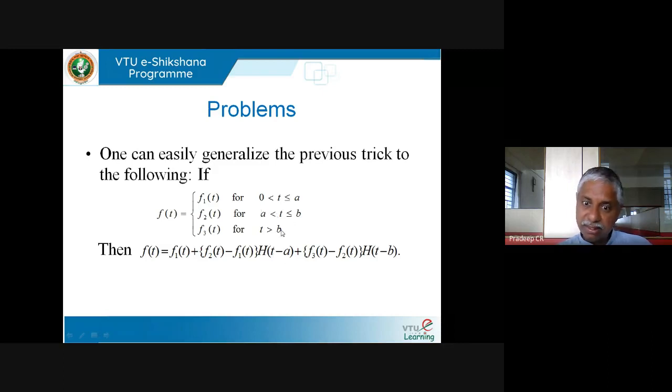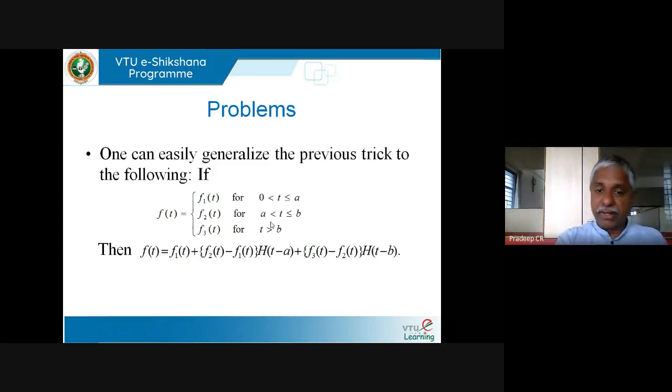So t is greater than b, and definitely t is greater than a. So this will be 1. In addition to that, this will also be 1 because t is greater than b also. So I'll get f1 plus f2 minus f1, where f1 gets cancelled and I get f2. And here I'll get f3 minus f2, where f2 gets cancelled with this f2, and I'm left with f3. That's what I was looking for. If t is greater than b, I want that expression to look like f3, which is what has happened. So just go home and verify.